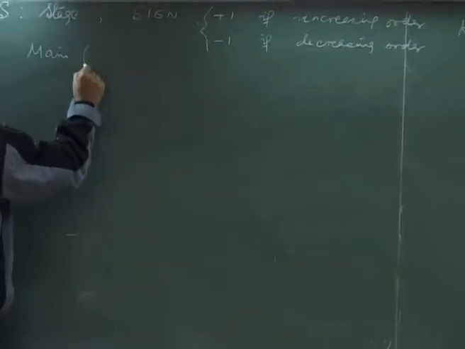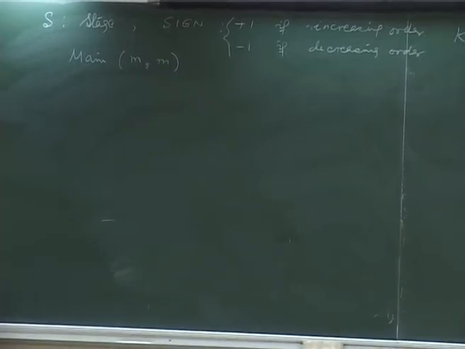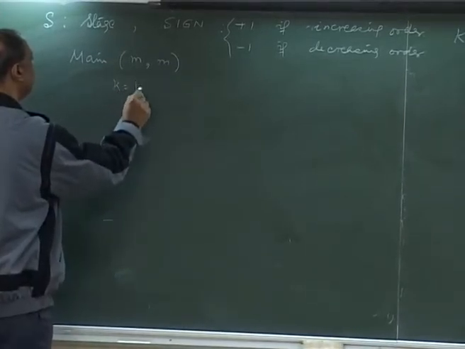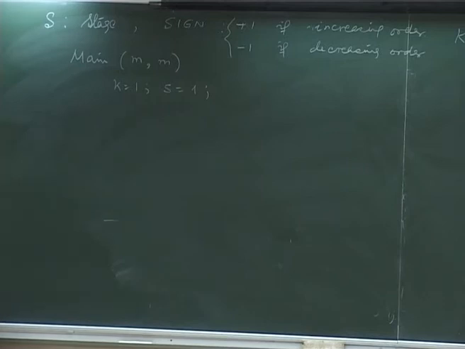Initially, we assume that k equals 1, s equals 1. And you are interested to sort m cross m elements by m cross m processors in a two-dimensional mesh. Every processor contains one element. So you have m cross m processors, every processor contains one element. You are interested to sort these m square elements. k equals 1, first stage s equals 1.